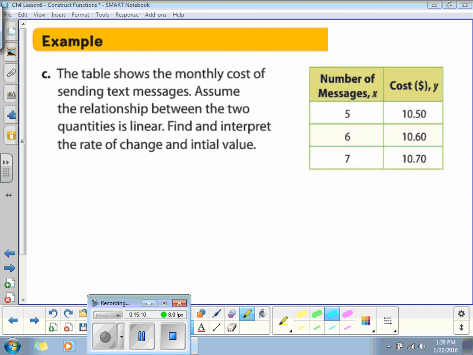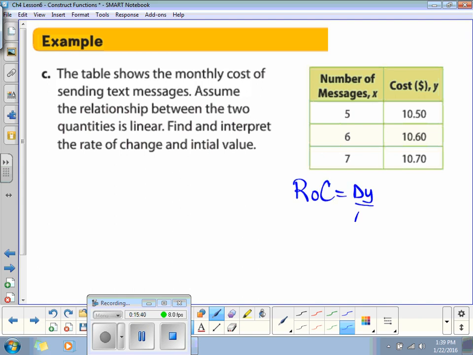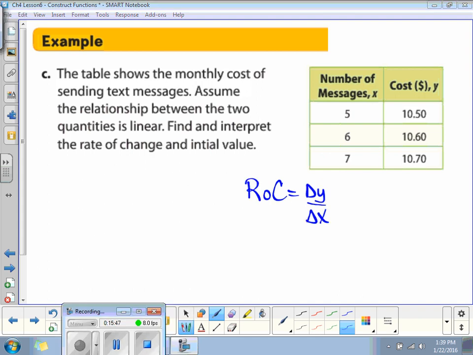The table shows the monthly cost of sending text messages. Assume the relationship between the two quantities is linear. Find and interpret the rate of change and the initial value. So it's the same instruction every time. So the first thing I'm going to find is the what? The rate of change, right? So the rate of change is my delta y over delta x. Okay? So again, does it matter which 2 points I use? No. But I'm going to go ahead and use those two.